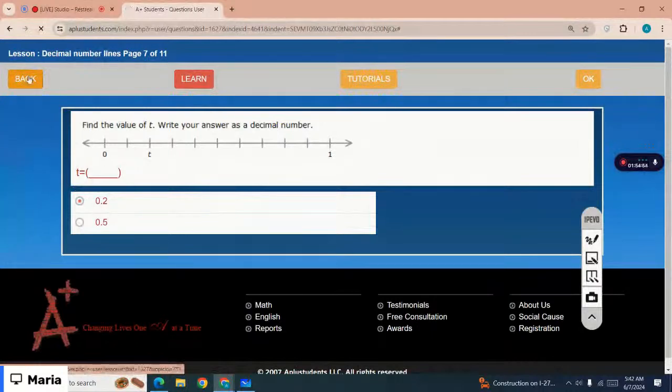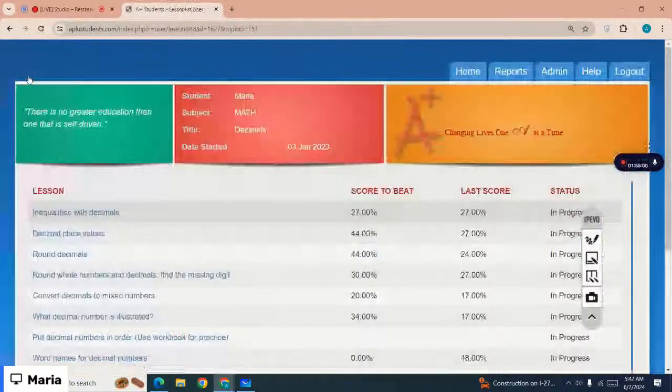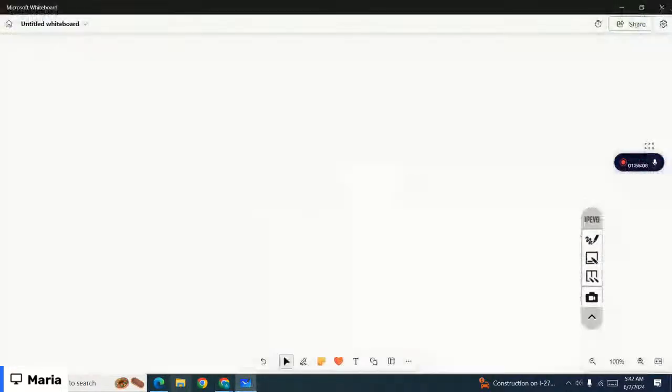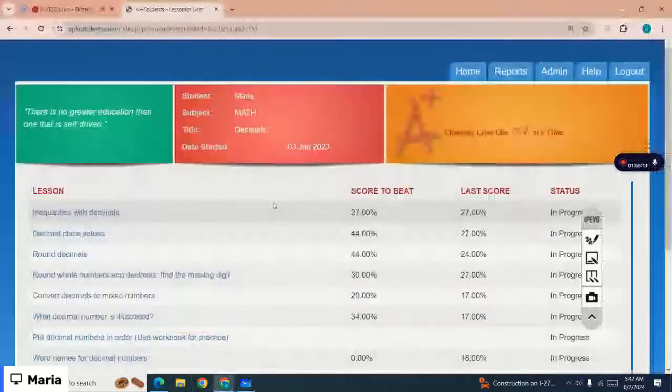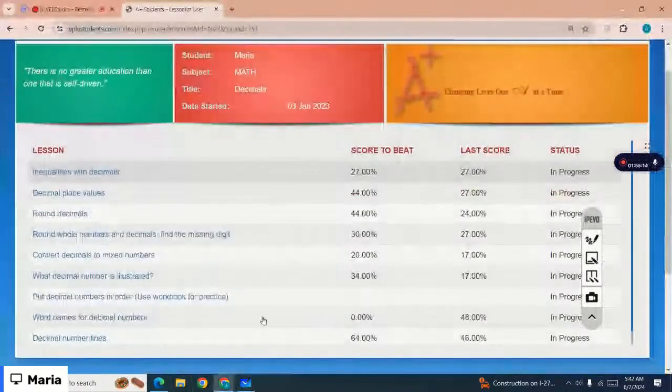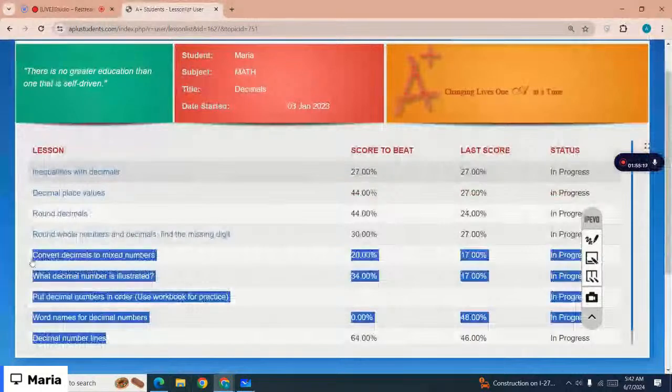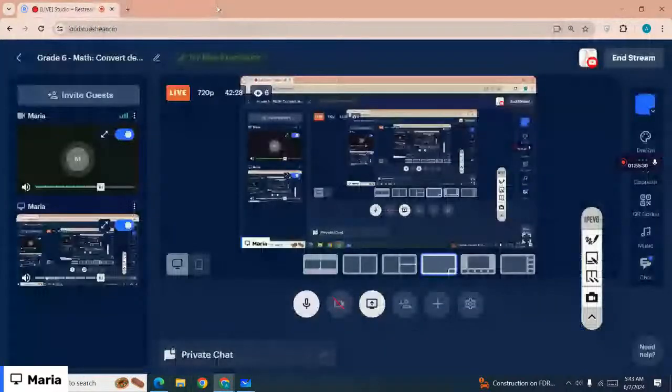So we were working on grade 6 math. The chapter we were working on is decimals. The lessons we have covered today are convert decimals to mixed numbers, what decimal number is illustrated, word names for decimal numbers, and the one we just finished is decimal number lines. So please make sure before the next session you complete all the practice questions for the lessons we did today. That is your homework until next session.